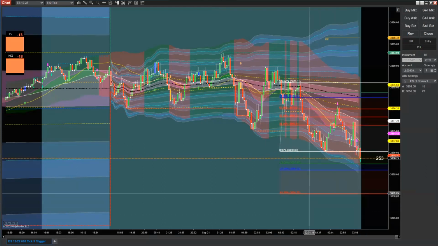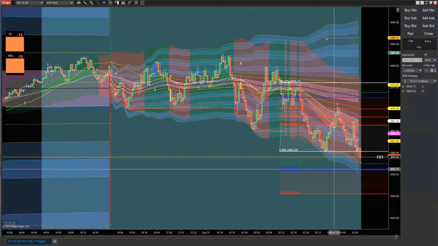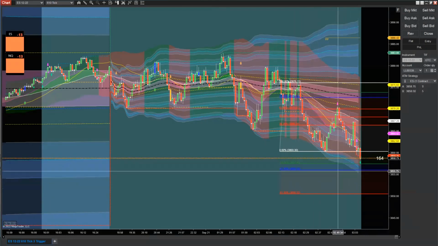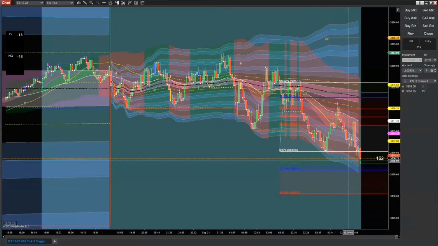So here, most likely it's going to hit the blue here, right? And that's sort of been my target. But again, I like scalping the overnight session.